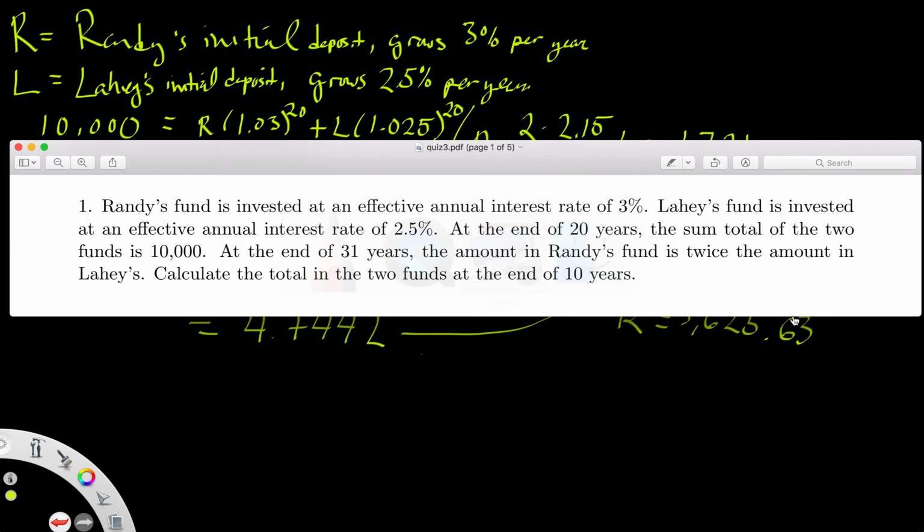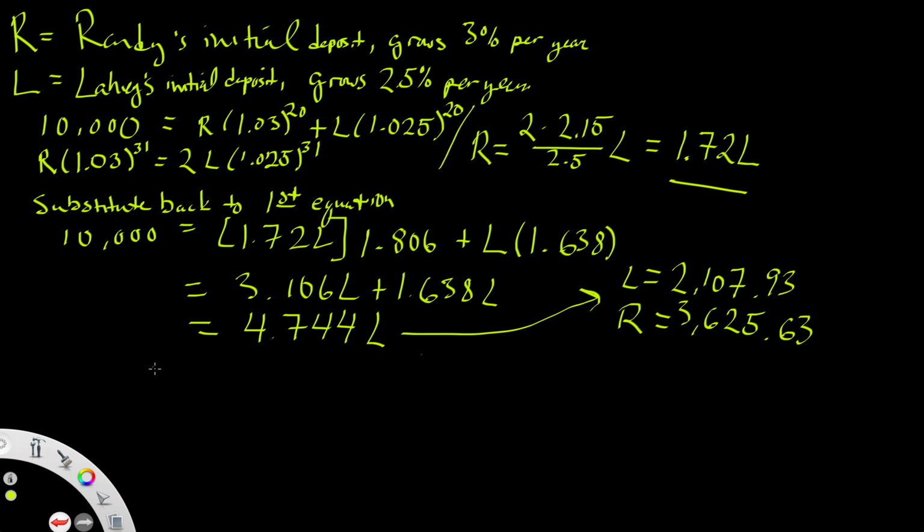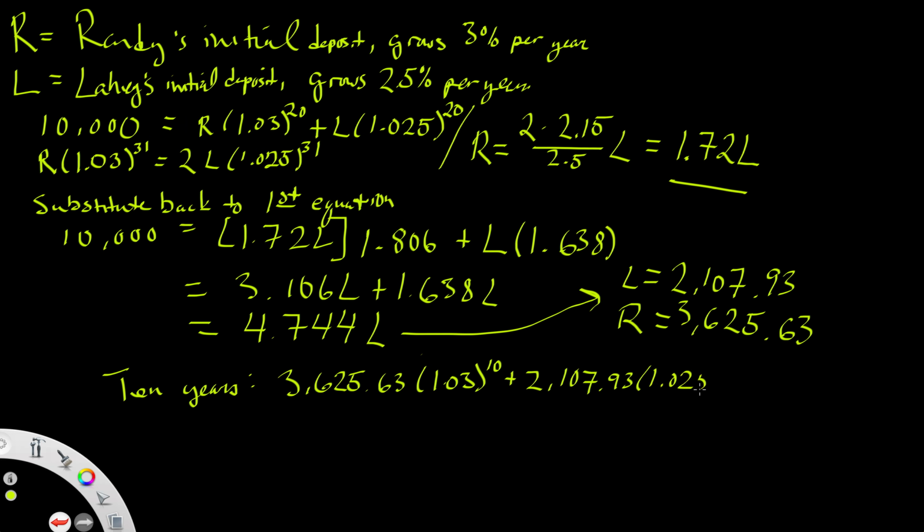Perhaps we've forgotten what we're looking for in this problem. If we go back in the problem, we see it says calculate the total in the two funds at the end of 10 years. So we have to figure out what's the total in the two funds at the end of 10 years by using compound interest again. That will be, let's see, in 10 years, we get 10 years of growth from the initial amounts for both of them. So that's going to be Randy's $3,625.63 multiplied by 1.03 to the 10th. And Leahy's original $2,107.93 will be multiplied by 1.025 to the 10th as well.